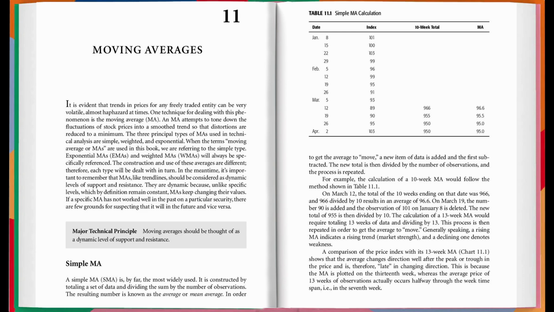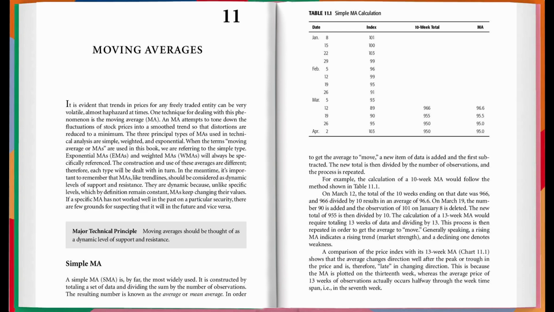It is constructed by totaling a set of data and dividing the sum by the number of observations. The resulting number is known as the average or mean average. In order to get the average to move, a new item of data is added and the first subtracted. The new total is then divided by the number of observations, and the process is repeated. For example, the calculation of a 10-week MA would follow the method shown in Table 11.1.